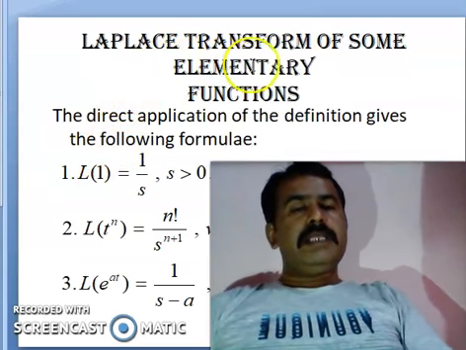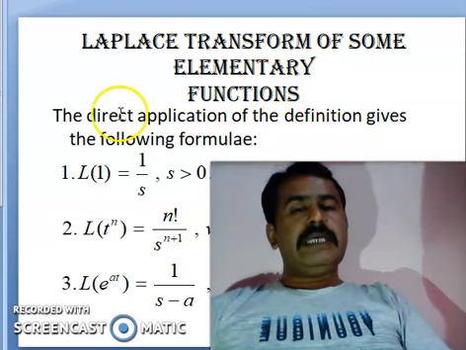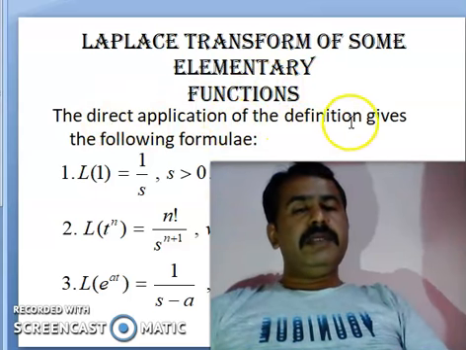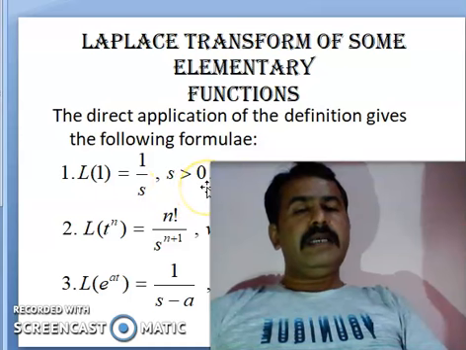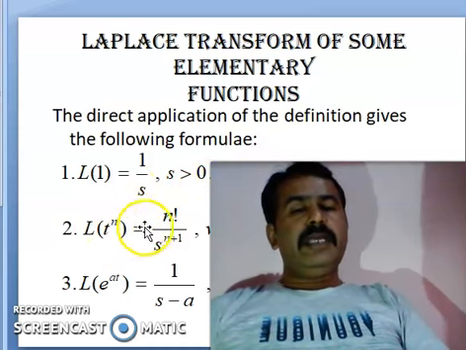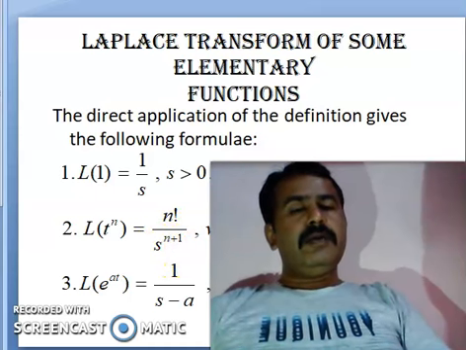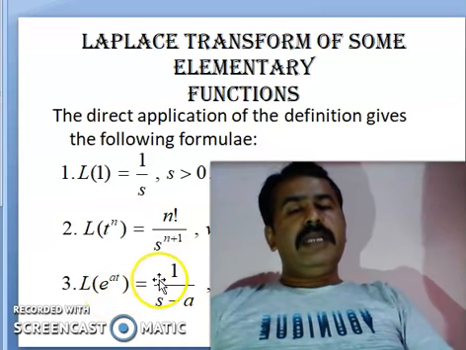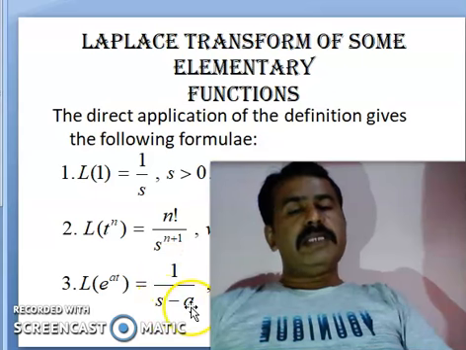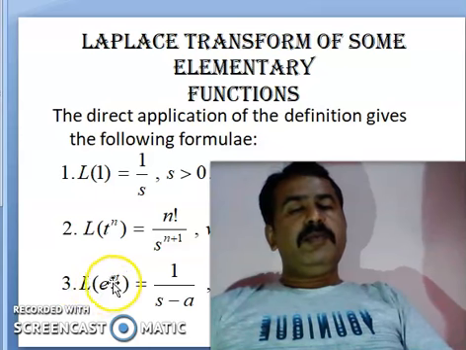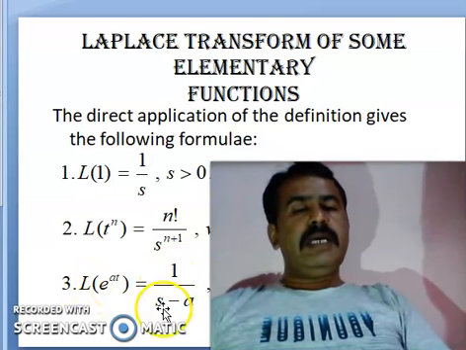Here is the Laplace transform of some elementary functions. The direct application of the definition gives the following formulas. L of 1 is 1 by s when s is greater than 0. L of t to the power n is factorial n divided by s to the power n plus 1, when n equal to 0, 1, 2, 3, 4. L of e to the power at is equal to 1 by s minus a, s greater than a. Suppose L of e to the power minus at, then it becomes 1 by s plus a.